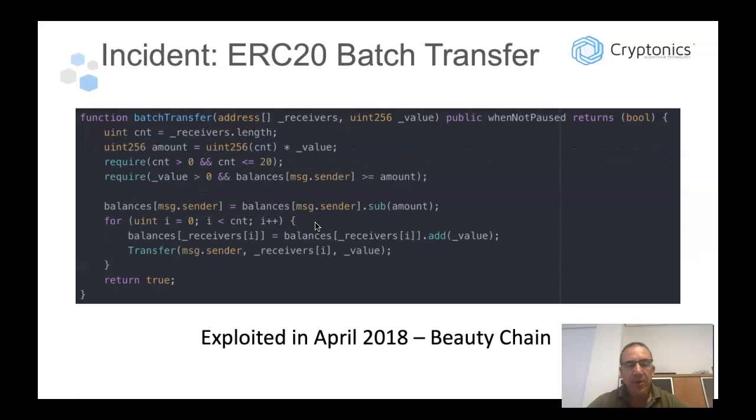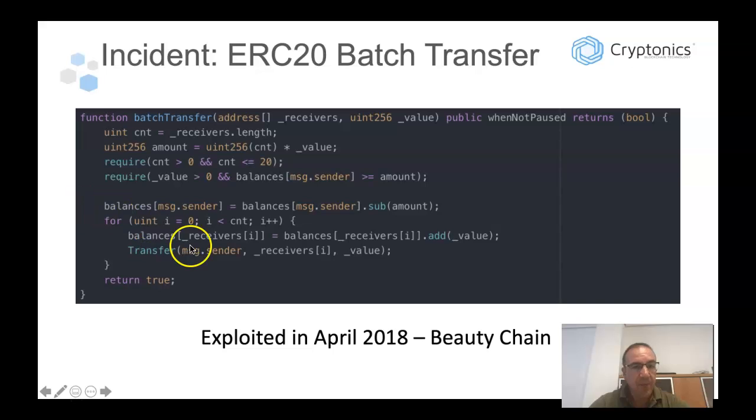Here's an example of this being exploited in the real world. This is a famous case from April last year, and a lot of ERC20 contracts, token contracts, include this batch transfer function, which allows you to send a certain amount to a lot of addresses at the same time. There's an overflow issue in this code, which was exploited in April 2018 for the first time in a project called Beauty Chain. What you can see here is an array of addresses and a value. Now, if this value is very large, this multiplication here can overflow. And this means that these require checks can actually pass, because we're checking against the amount which we calculate here. So if amount is within the range of 0 and the balance of the sender, then this will actually work.